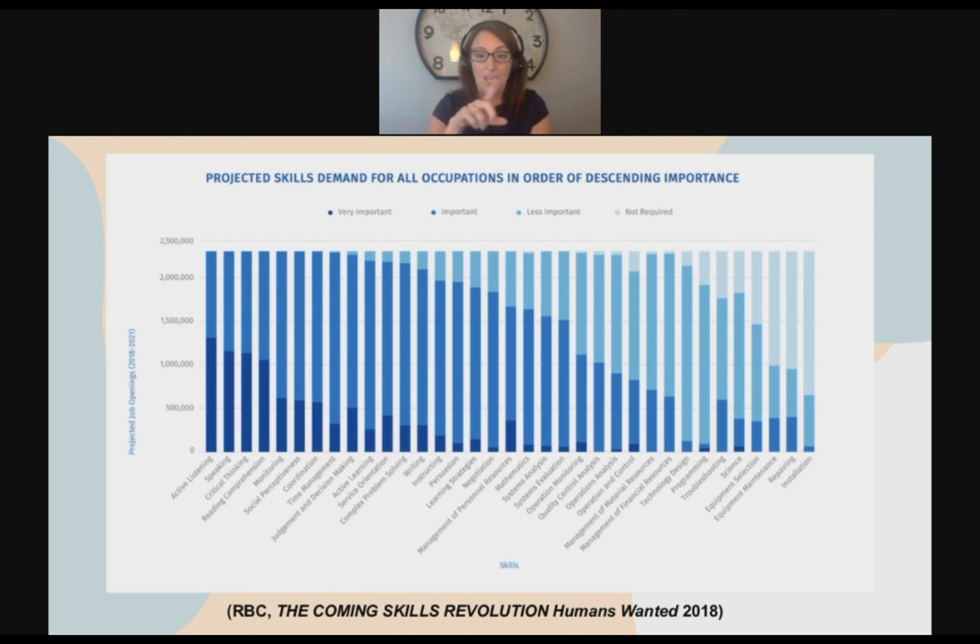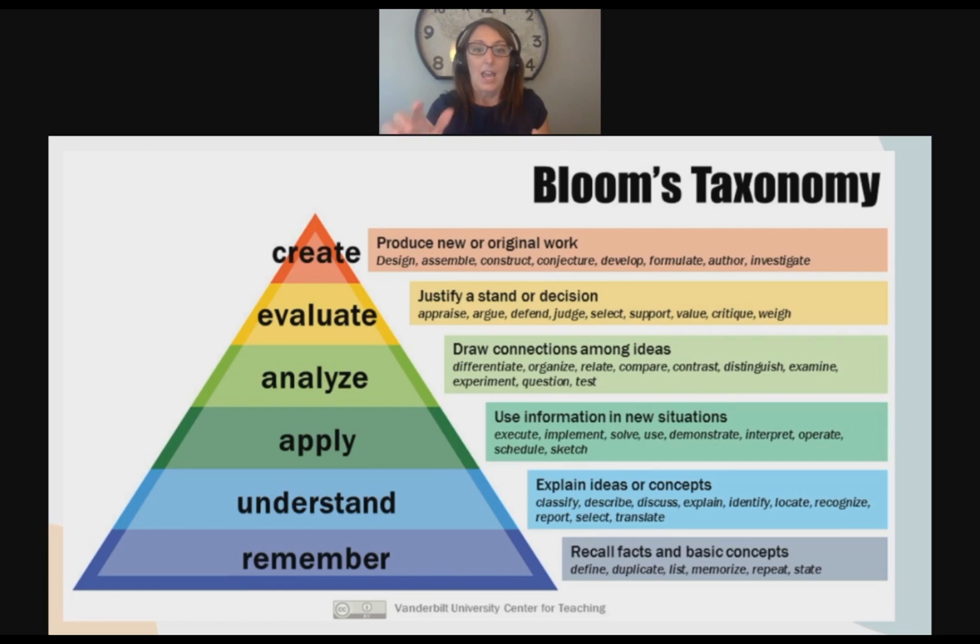And notably as well, this is just sort of an aside, but the study found that judgment and decision making, as well as social perceptiveness, are going to be critical for essentially every occupation. So these skills, we need our students to have them. So what I'm hoping is that perhaps some of you are making a connection right now to these 21st century skills. I hope your teacher brain might be jumping over to Bloom's taxonomy, okay?